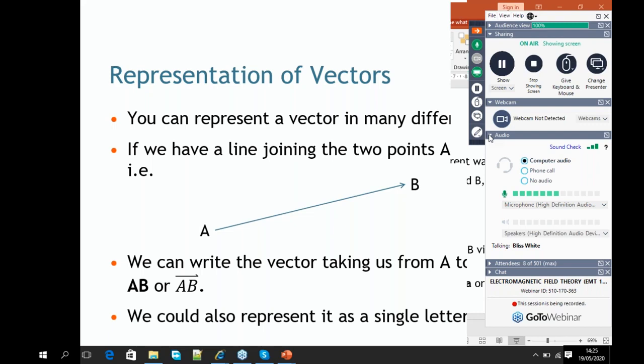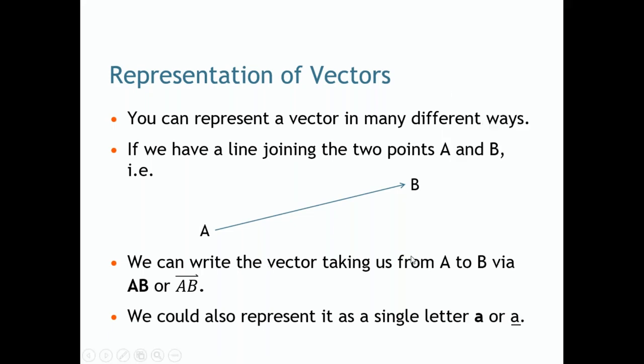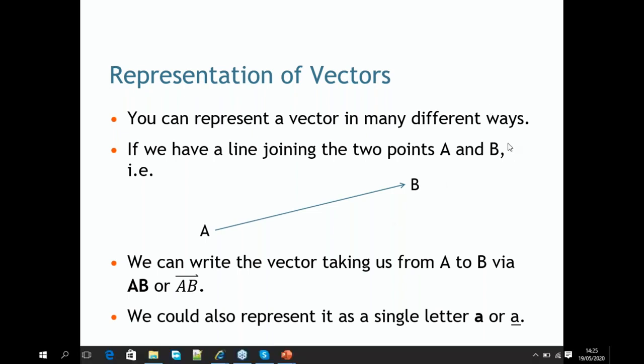So we can represent a vector in that way also. Then we can also write it as AB or bar AB. So we can also represent a vector in the same way, just the way you see it on my screen right now. We can also write it as this, and we could also represent it as letter A or this. So these are the ways we can represent vectors.